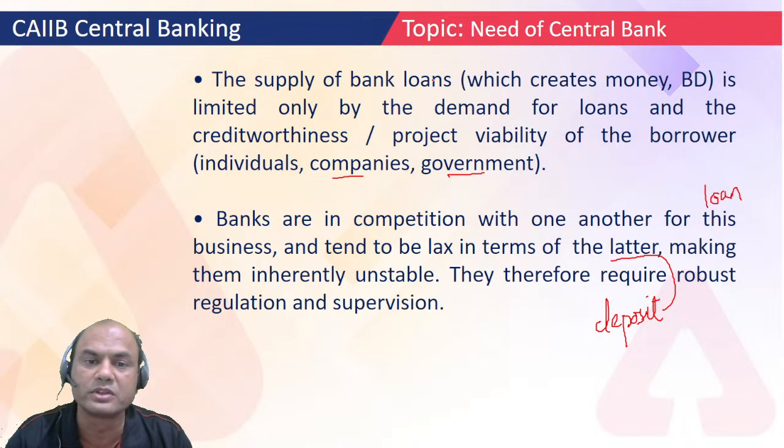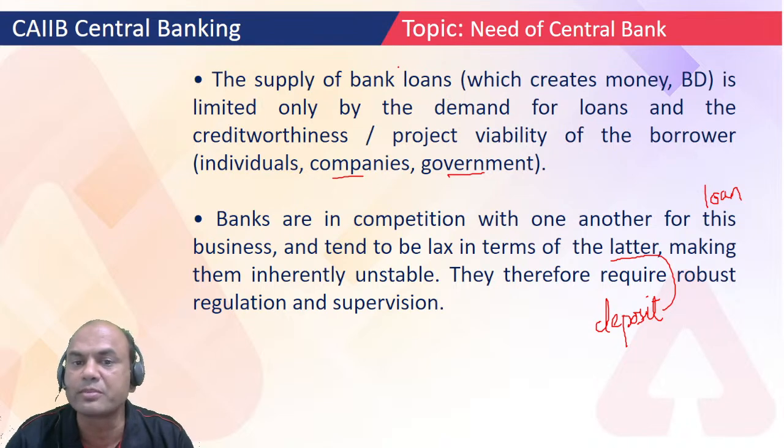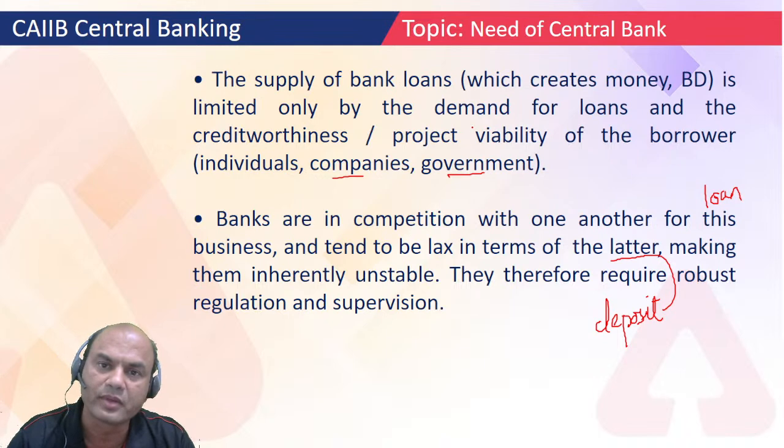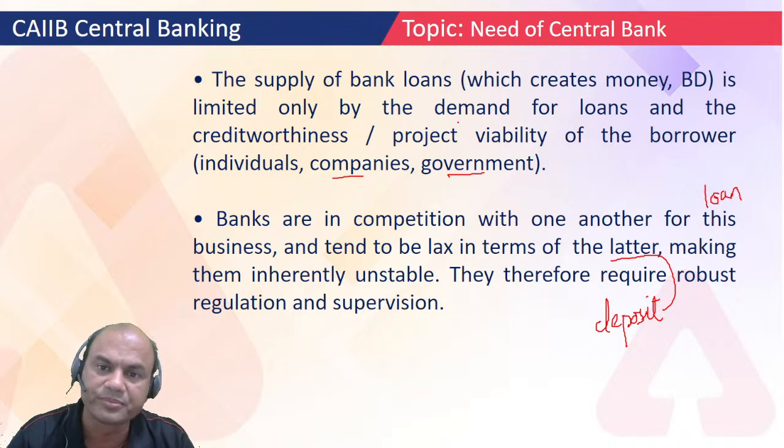The supply of bank loans is limited only to the demand for loans and creditworthiness, project viability of the product of the borrower. So supply of bank loans means a bank loan is given only to those customers who are creditworthy, who have a good CIBIL score. Otherwise, what's the use of giving the loan if it's going to be an NPA, isn't it?